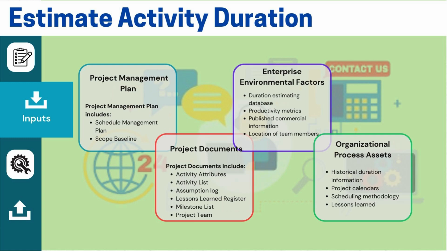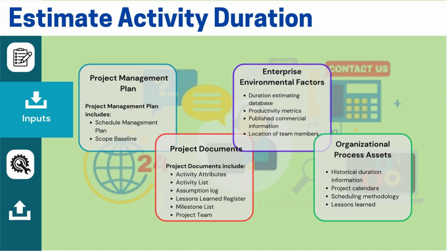We refer to activity attributes, assumptions about activities, and lessons learned from previous projects to help with estimation. Milestones also play a role. If a milestone needs to be completed by a certain date, we check if it fits into the schedule. The project team is responsible for estimation. Enterprise environmental factors also influence this process.